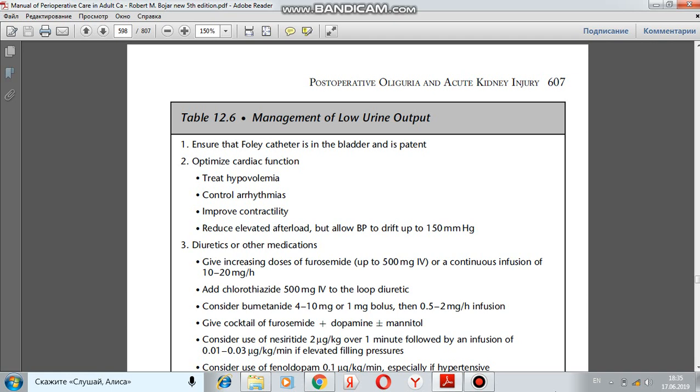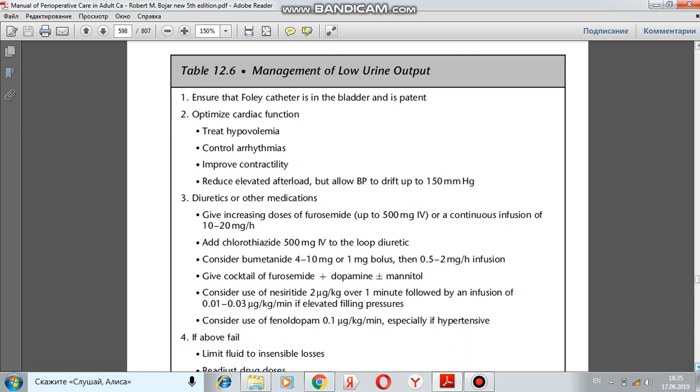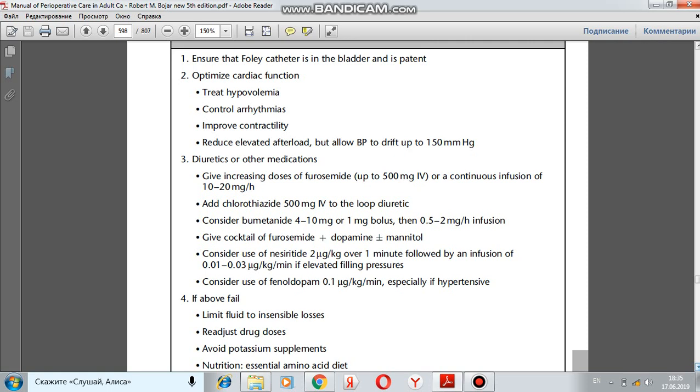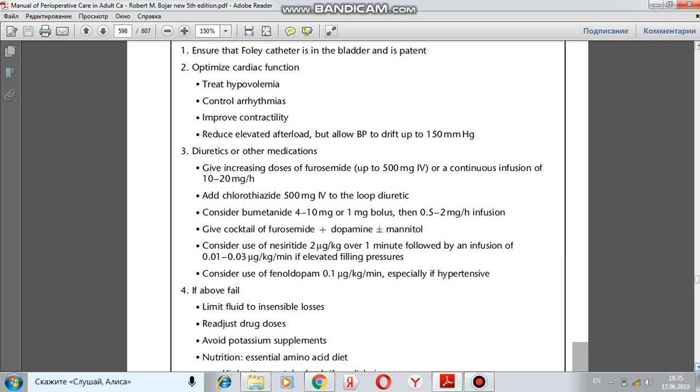Table 12.6 Management of low urine output. Ensure that the Foley catheter is in the bladder and is patent. Optimize cardiac function. Treat hypokalemia, control arrhythmias, improve contractility, reduce elevated afterload, but allow blood pressure to drift up to 150 mm mercury. Diuretics or other medications.